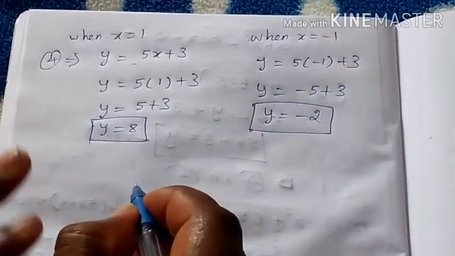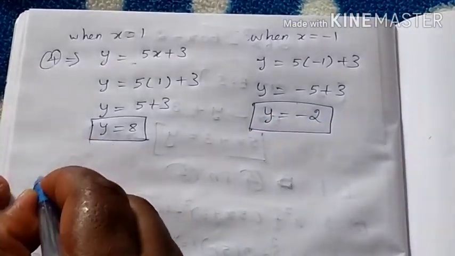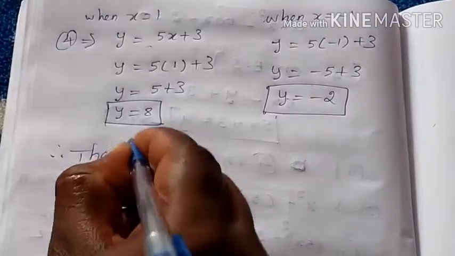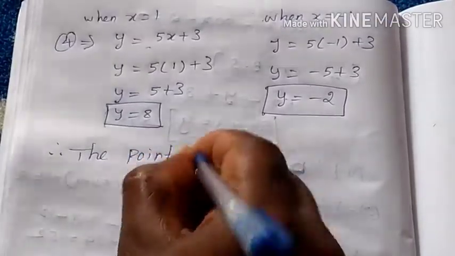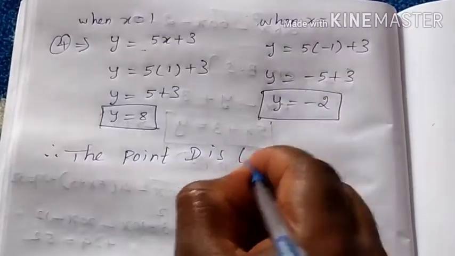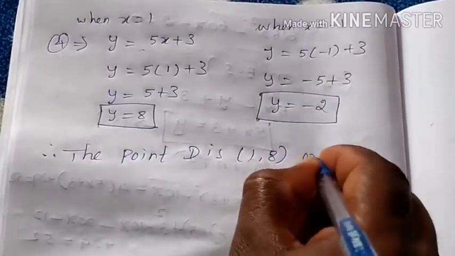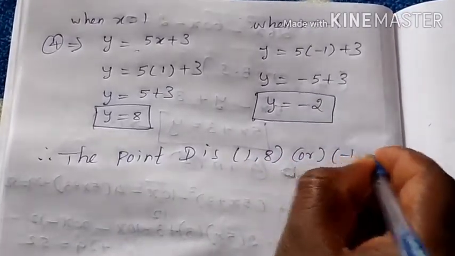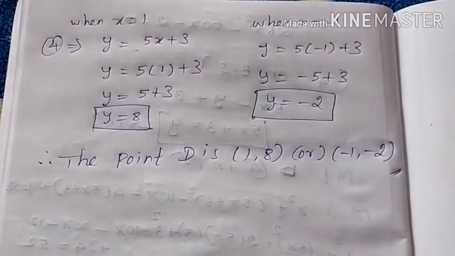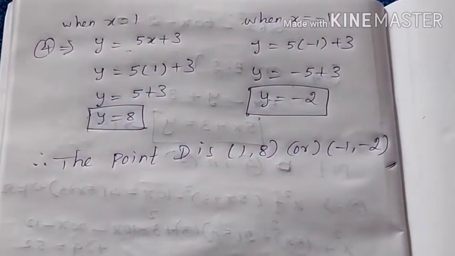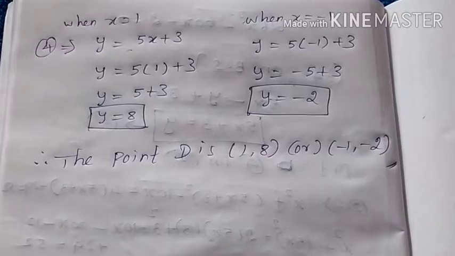Therefore, the point is 1 comma 8 or minus 1 comma minus 2. That's all, your answer. Have you understood?